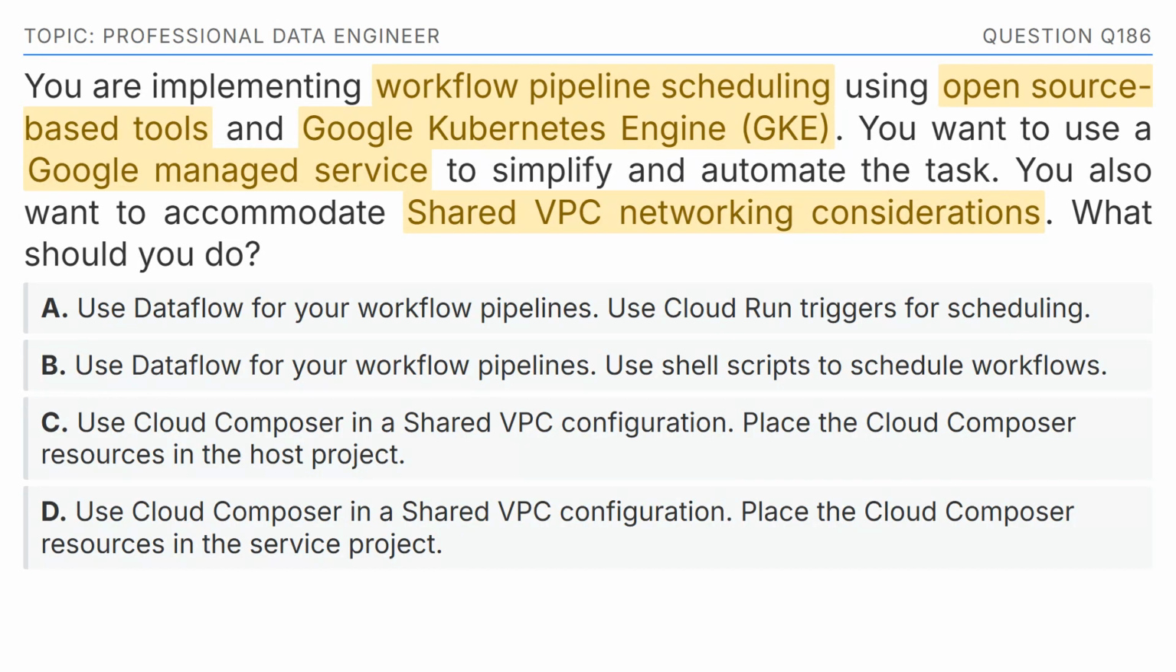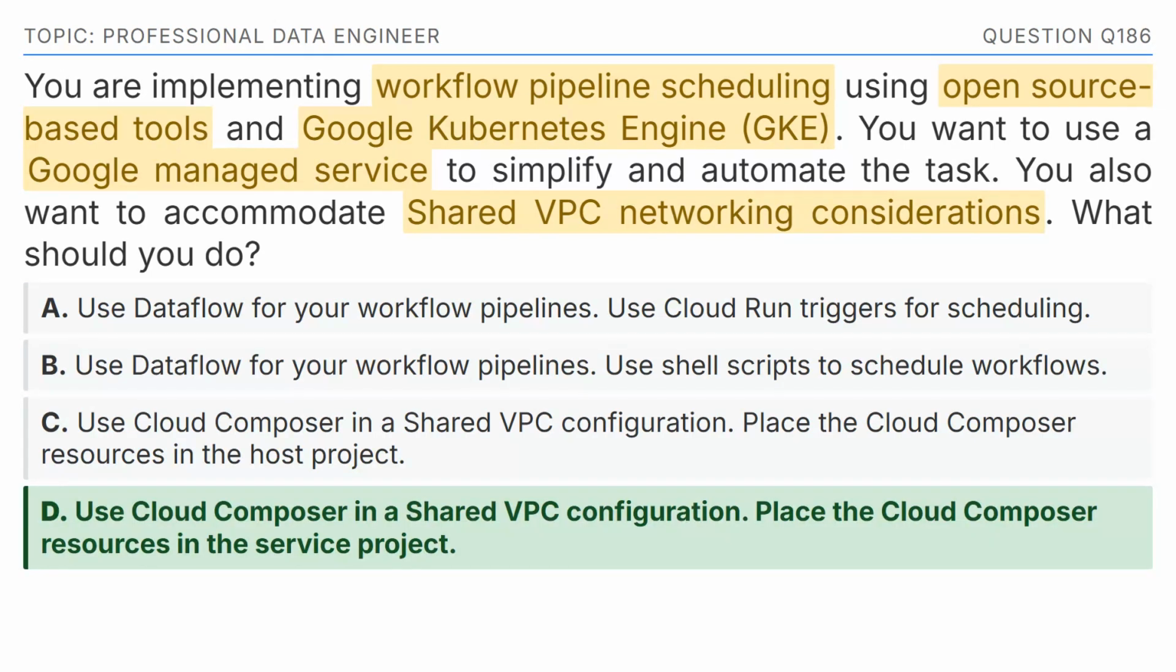To arrive at the correct answer, we focus on the keywords: workflow pipeline scheduling, open source-based tools, Google Kubernetes Engine, GKE, Google managed service, shared VPC networking considerations. The correct answer is option D. Use Cloud Composer in a shared VPC configuration. Place the Cloud Composer resources in the service project.